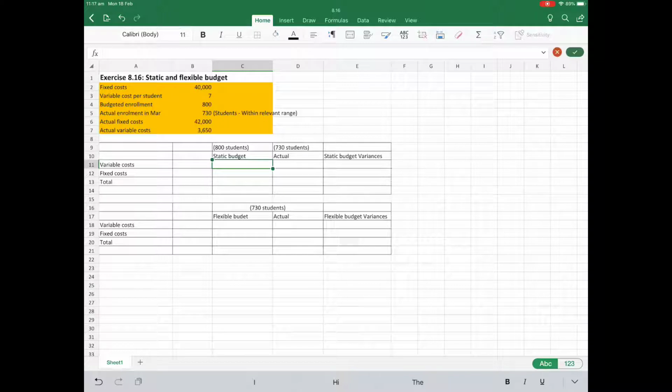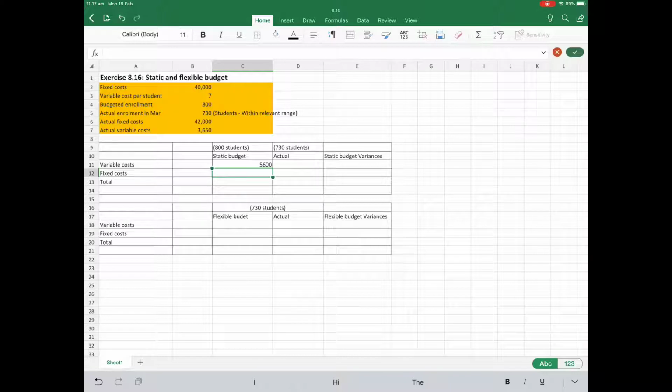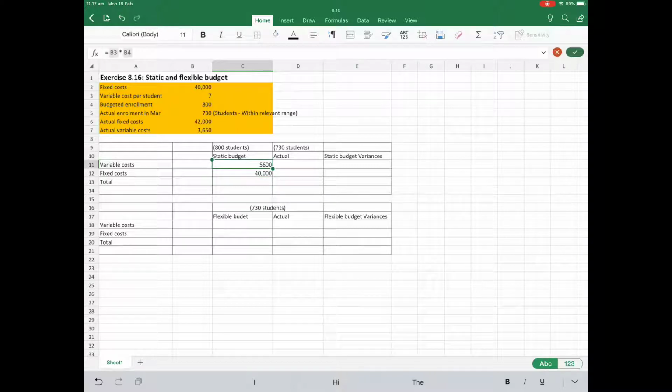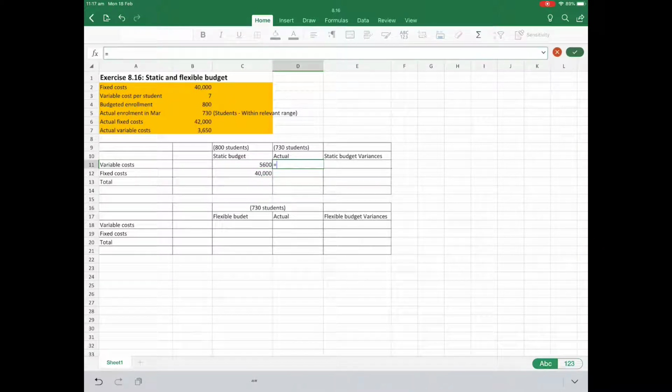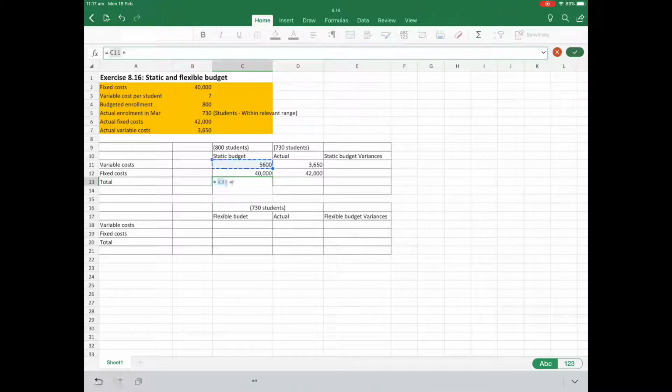The first question is to develop the static budget for photocopying cost based on 800 students. The variable cost equals the variable cost per student times the budgeted students, which is 800. And the fixed cost is 40,000. And the actual cost: variable cost 3,000, fixed cost 42,000. Okay, actually you can have the total cost by adding them up together.